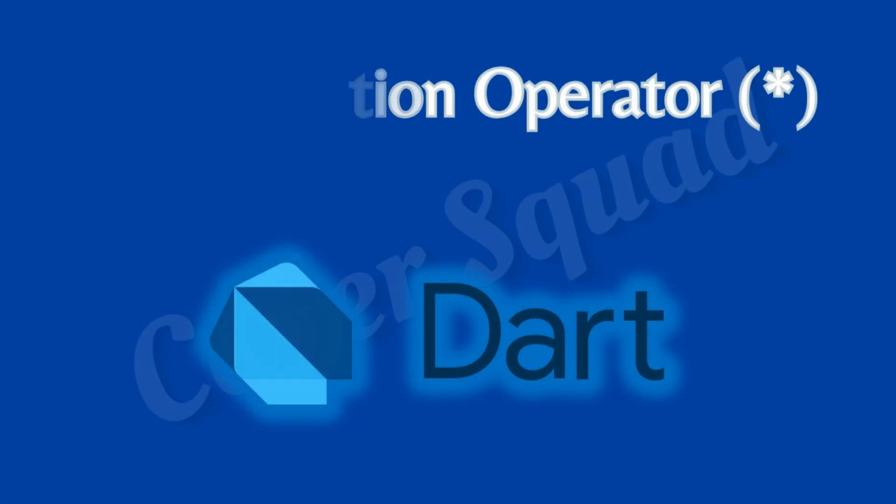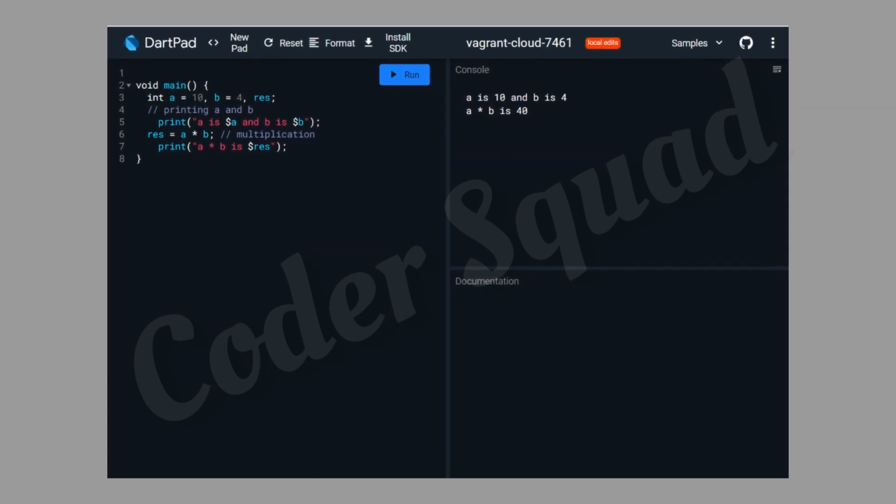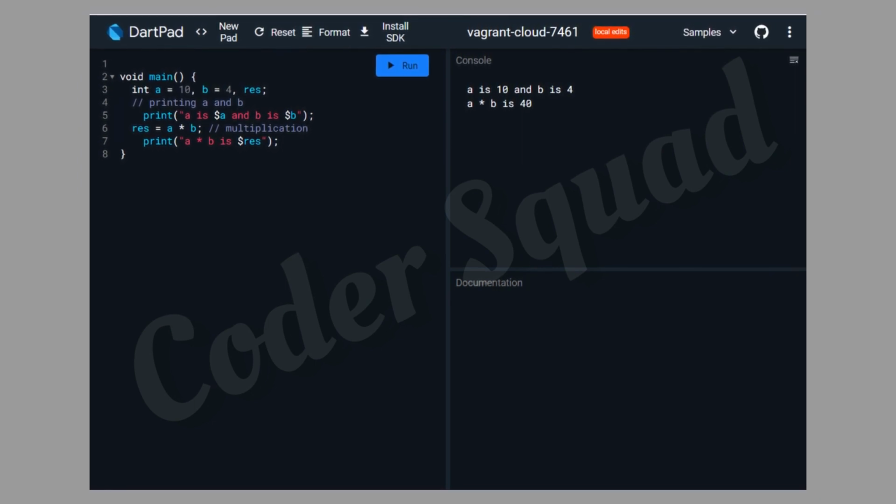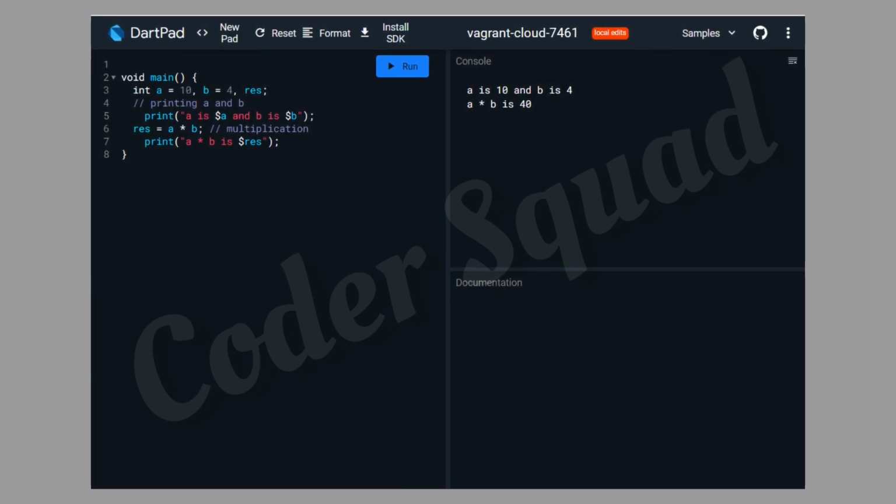The multiplication operator, asterisk, in Dart is used to multiply numerical values. It performs multiplication operations between operands. Let's explore its functionality.